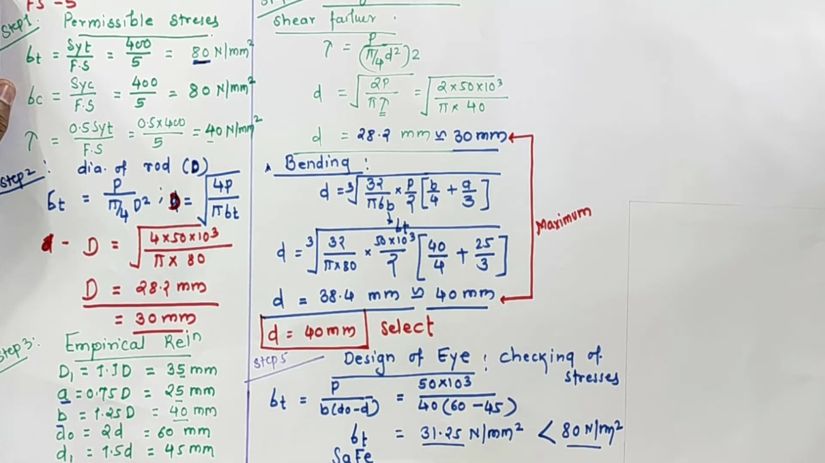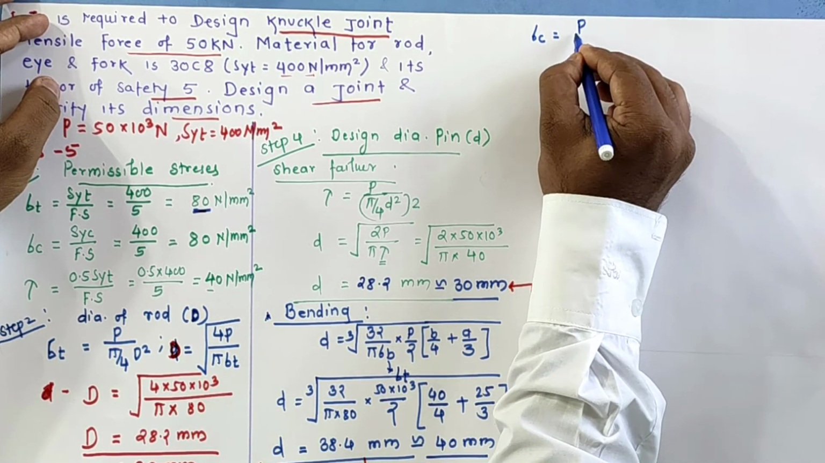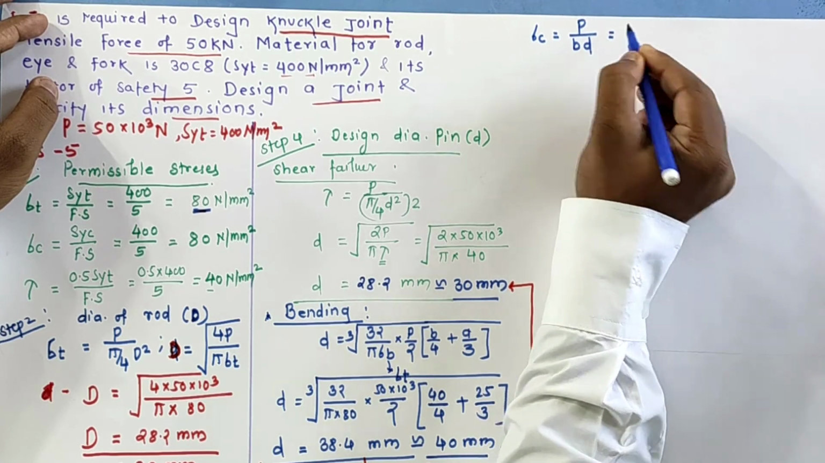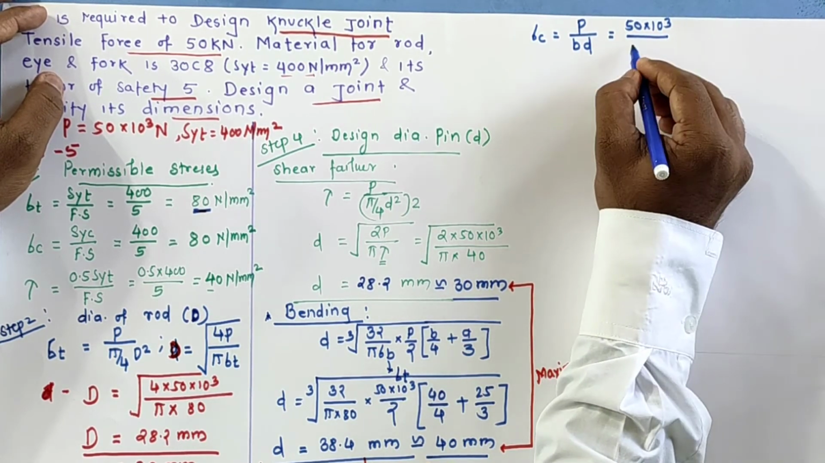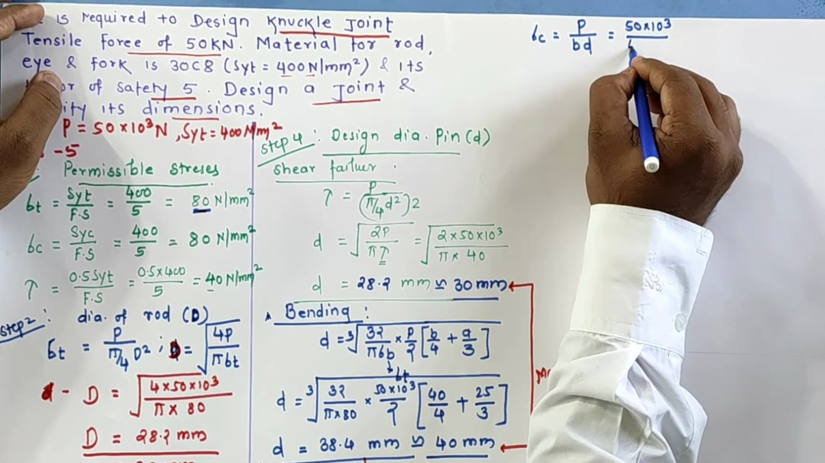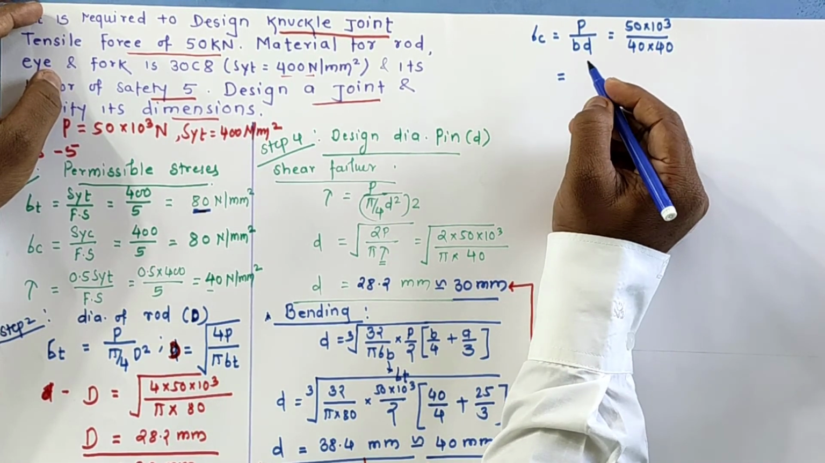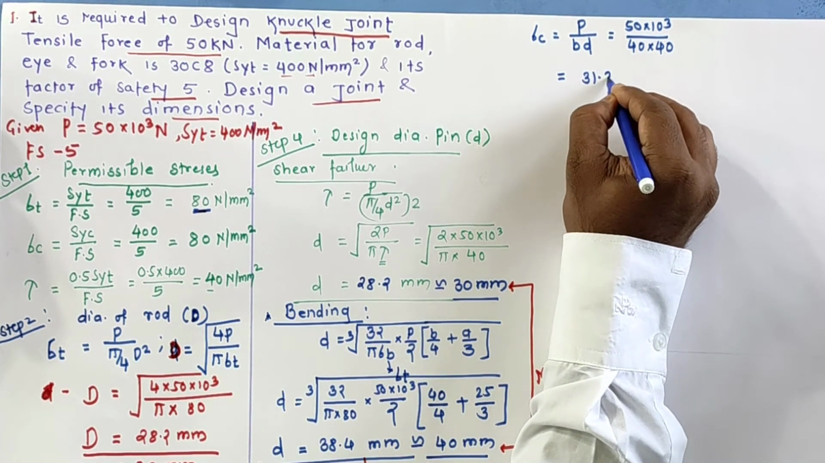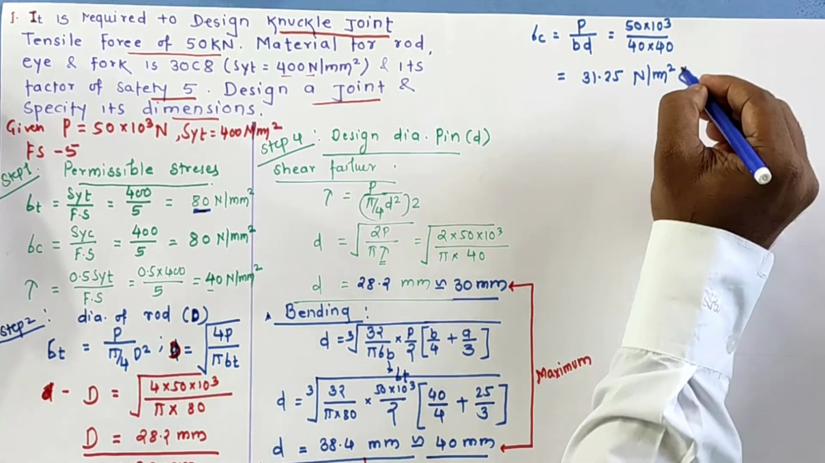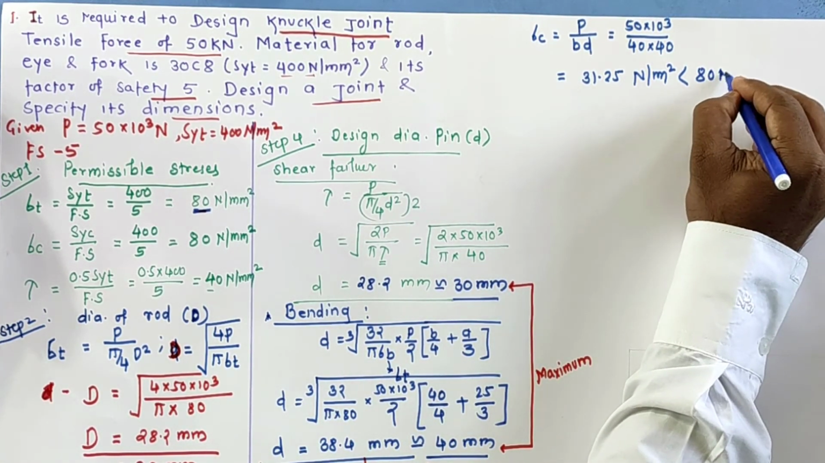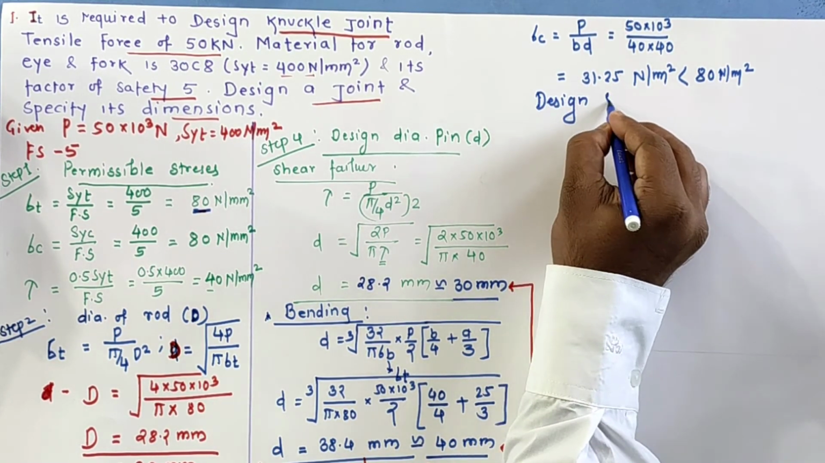The same we'll use for crushing. Crushing failure is P by B into D, where P is 50 into 10 raised to 3 divided by B, which is 40, and D is 40, the diameter we have selected. Therefore the crushing failure value is 31.25 Newton per mm square. It is again less than 80 Newton per mm square, so the design is safe for crushing.